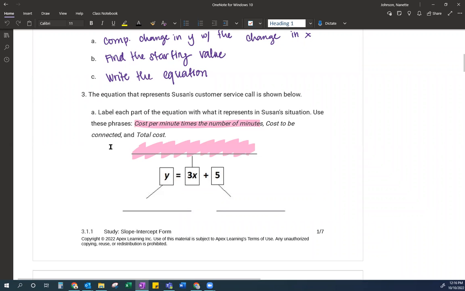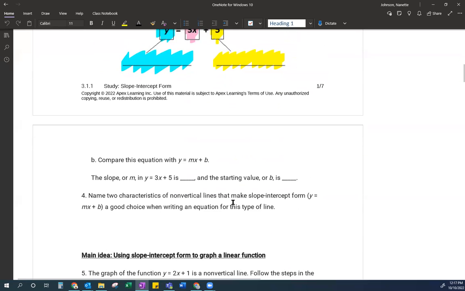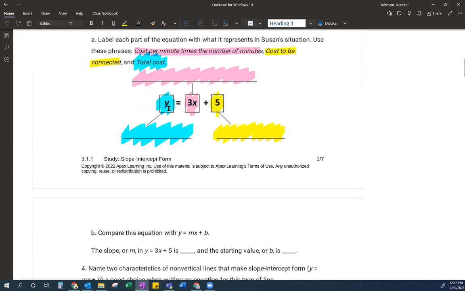Cost to be connected. Now there was a standard cost that you had to pay just to be connected. And that was this part here. I guess I could highlight this way too. Right? And then the total cost was going to be this. And that's the total cost, right? It's the cost of how many minutes, how much it costs per minute, right? That they're going to calculate, and then plus how much it costs just to be connected. That's going to be the total cost when you add them all together. So compare this with the equation y equals mx plus b. Okay, so we're going to compare this with y equals mx plus b.